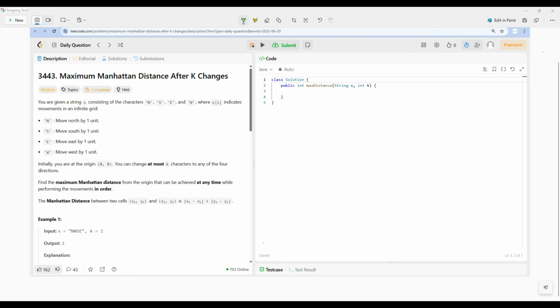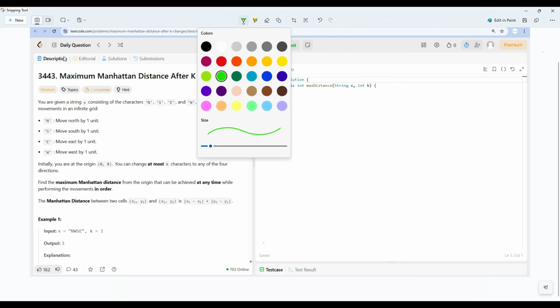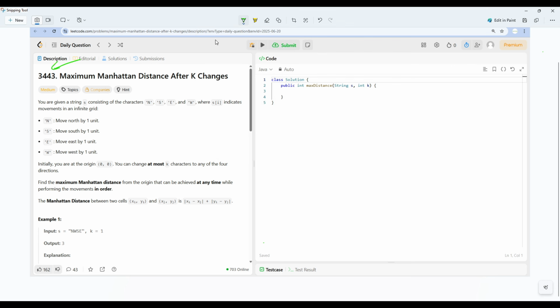Hello guys, welcome back. In this video we are going to understand today's Leetcode problem, that is 3443 in this series. So let's continue and understand this problem statement. What the question is saying is that we have to find the maximum Manhattan distance after k changes.